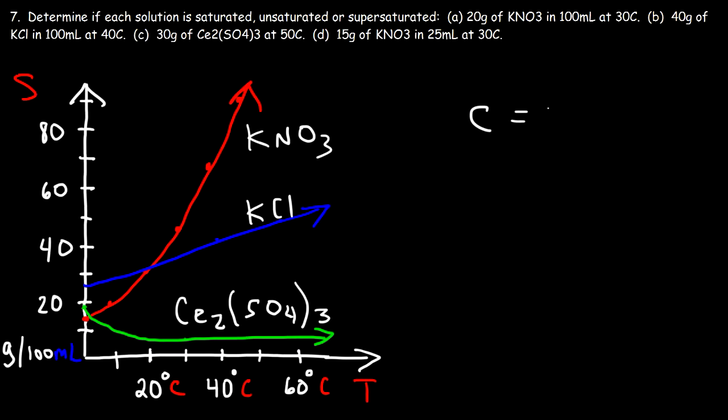So the concentration is 30 grams. Now I didn't put a volume, but let's assume that it's per 100 milliliters. I forgot to put that. Now at 50 degrees Celsius, notice that the solubility is less than 10. We could say maybe it's like 7. So notice that the concentration is greater than the solubility. If you plot 30 at 50 degrees Celsius, it would be here. So that's the concentration. Notice that it's above the green line. So that tells us that we have a supersaturated solution.